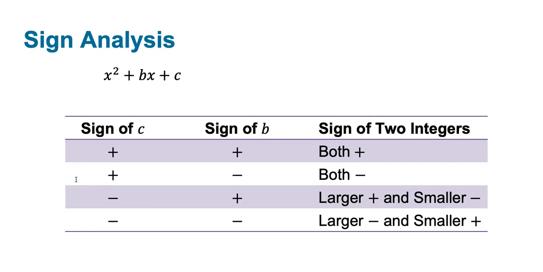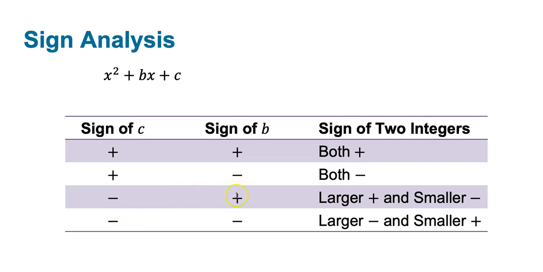In the last example, we did a sign analysis to make the number of factors we had to consider shorter. Here's a summary of that factor analysis. If the sign of the last term is positive and the sign of the middle term is positive, the two integers you're looking for both have to be positive. If the sign of the last term is positive, but the sign of the middle term is negative, the two integers you're looking for have to both be negative. If the sign of the last term is negative, then one of your integers will be positive and one of your integers will be negative.